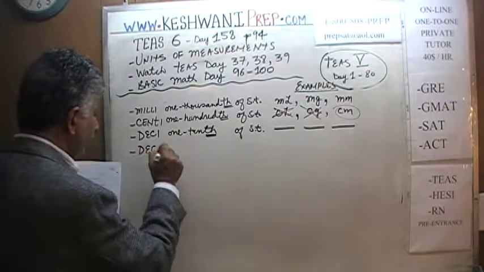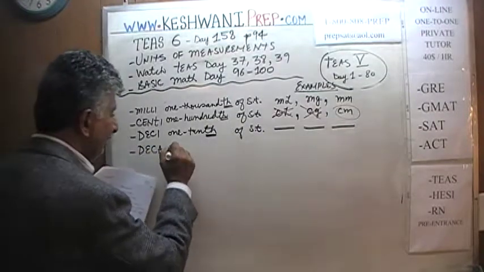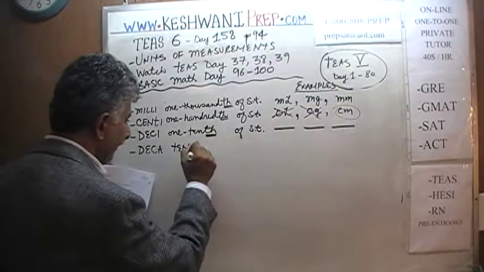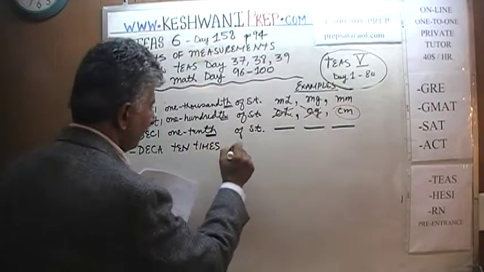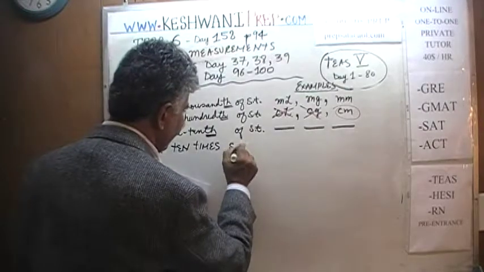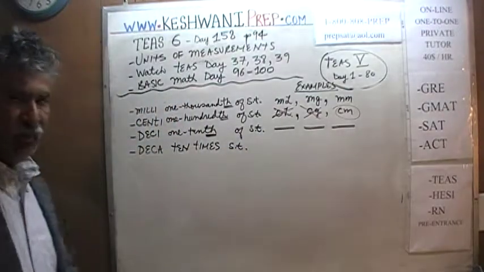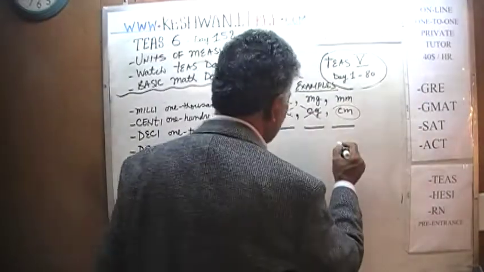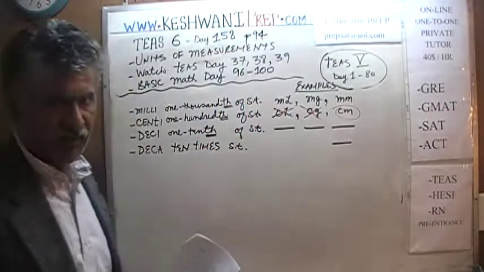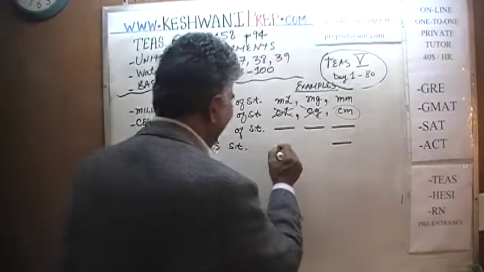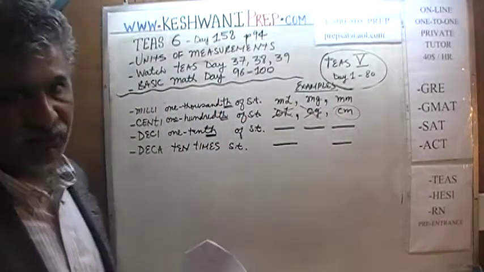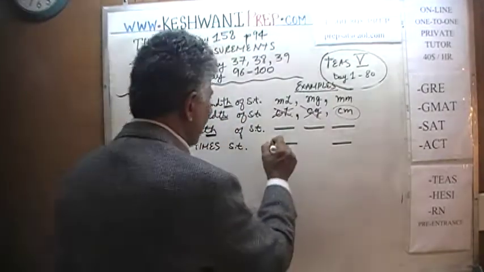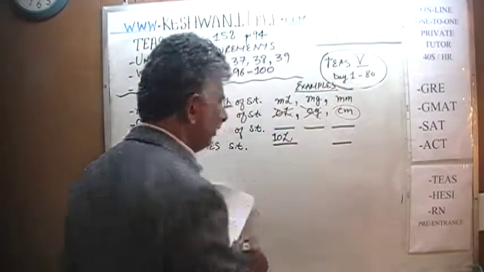Then we have deca, which does not mean 1/10, it means 10 times something. If you want to talk about 10 times a meter, you will talk about decameter. Decameter means 10 meters, but nobody talks about decameter. Nobody talks about decaliter. Decaliter simply means 10 liters.